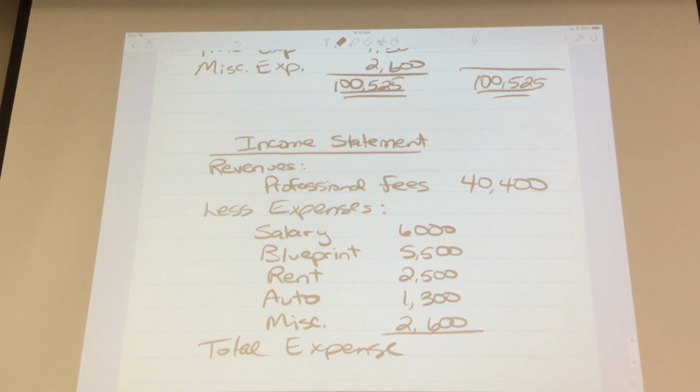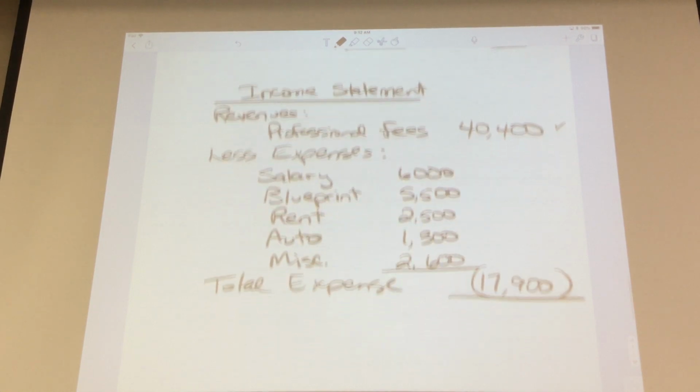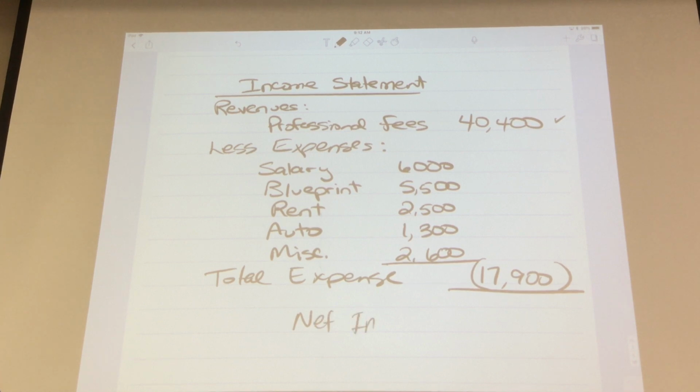Somebody with a fast calculator. 17,900. All right, 17,900. I should move that over just a little bit. So 17,900. I'm going to subtract that from the revenue. So 40,400 less 17,900 gives me net income of how much? 22,500, isn't it?